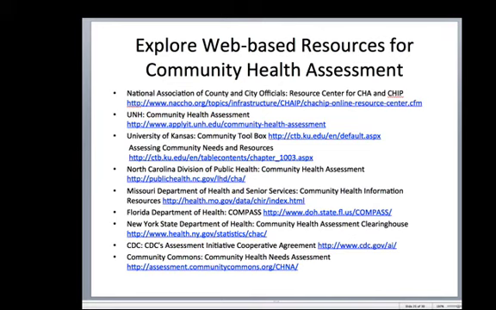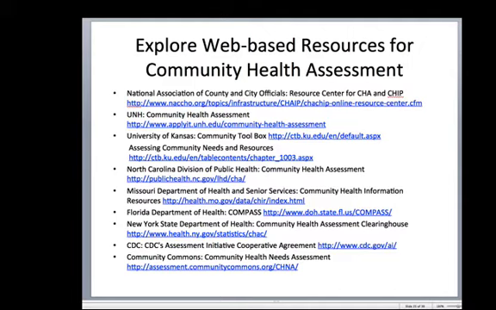Next, we will briefly explore some web-based resources for community health assessment. These particular resources are also listed in Appendix C of the syllabus. There are a number of websites that provide information on community health assessment.